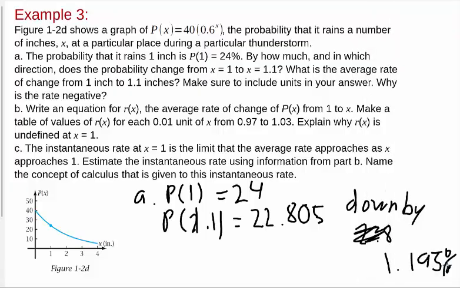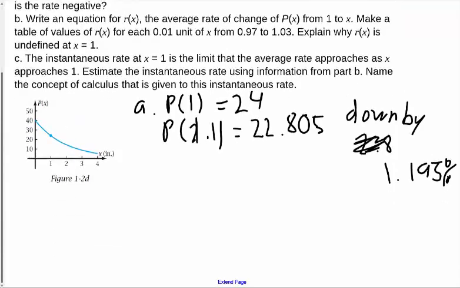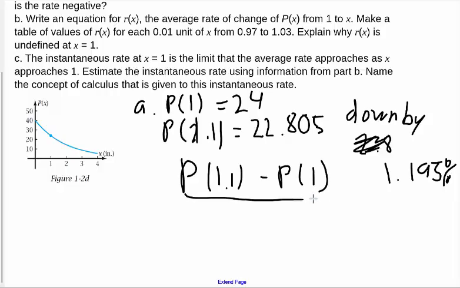Okay. So what is the average rate of change? So the average rate of change is just the change in P over the change in X. So the change in P, we can just say it like this. P of 1.1 minus P of 1 over 1.1 minus 1.